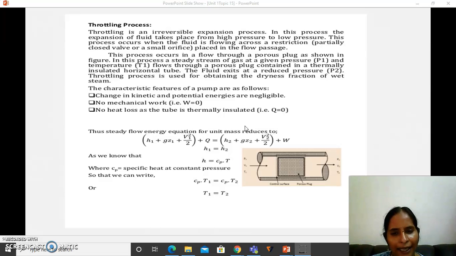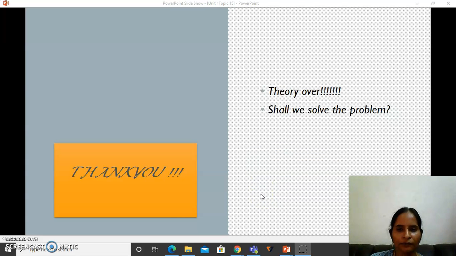the inlet and exit enthalpies the same. Okay, so the fluid exits at a reduced pressure. Here no mechanical work is expected, no heat loss, no change in KE and PE. So finally you will get H1 equal to H2, that is equal to Cp. H can be written as Cp T1 and Cp T2. H1 equal to H2, so T1 equal to T2 also can be applied. Okay.